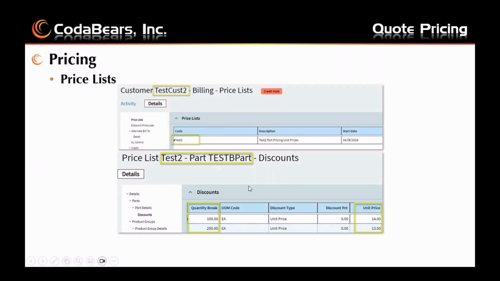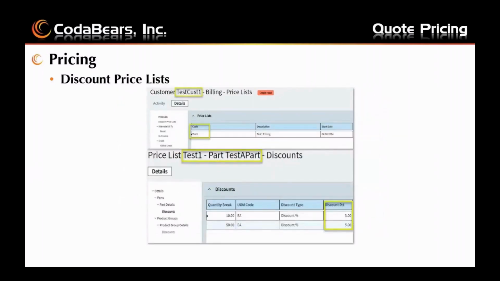And on this price list, we gave quantity breaks of 100 and 250 and set the type of discount as unit price, and reduce the unit price as we get to higher quantity breaks. And later in the presentation, we'll show an example of a quote line that uses this price list.